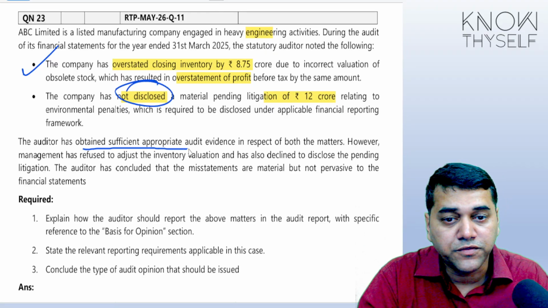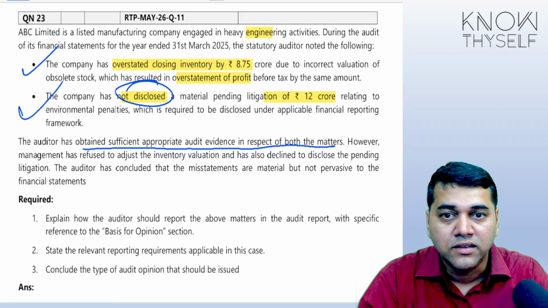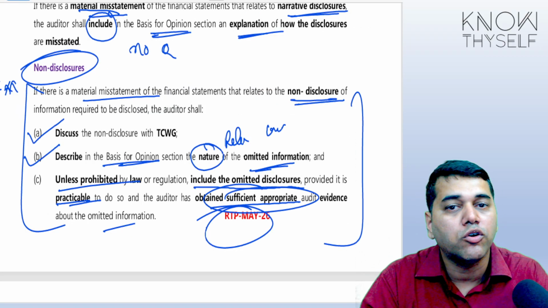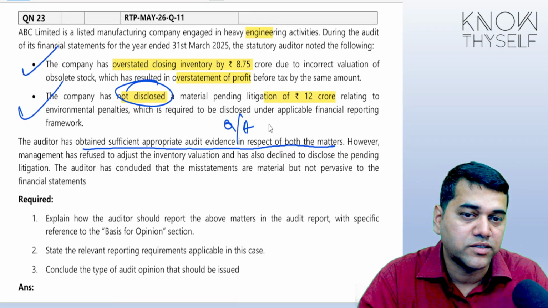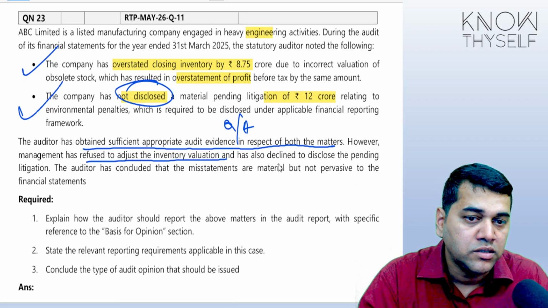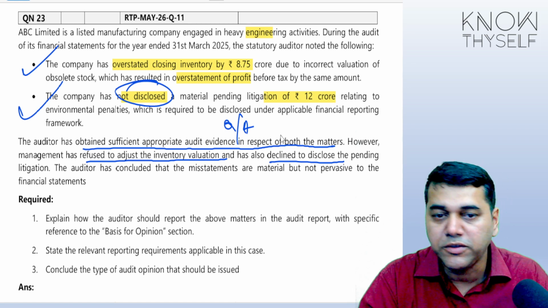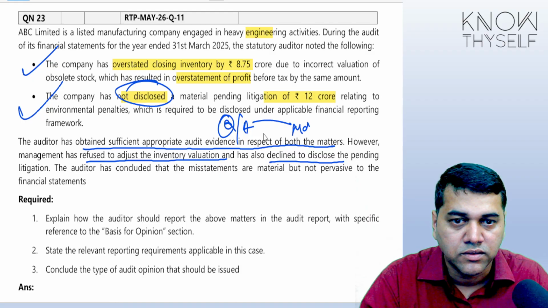The auditor obtained sufficient appropriate evidence in respect of both the matters. So you got sufficient appropriate evidence about both. That means you can either give qualified or adverse. However, management refused to adjust the inventory valuation and also declined to disclose. That means you have to give a modified opinion. Now, in the modified, you will end up giving qualified or adverse.